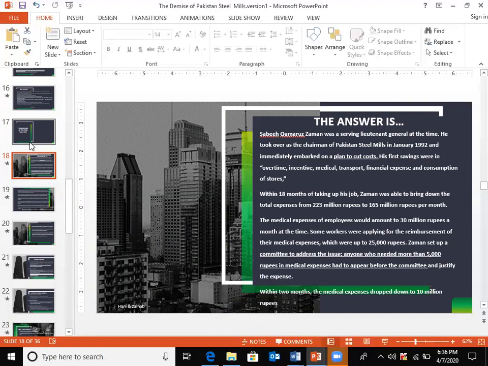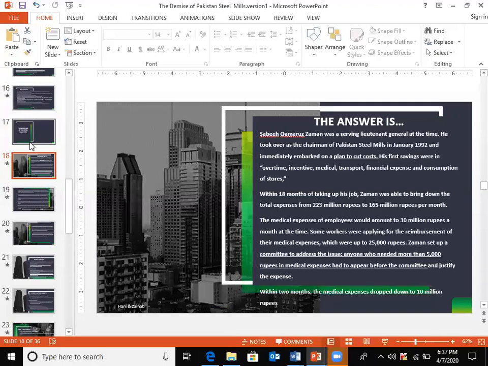And so in 1992, in the midst of all of this up and down of the steel mill, this gentleman was given the leadership of the steel mill, and he took over in January 1992, and he immediately started looking at where he could cut costs. He decided to take out all the wastage that was happening in the organization. Again, lean management. So he started saving in overtime, in incentives given to employees, medical, transport, financial expense, and all of these various things. He just decided to cut down costs wherever he could.